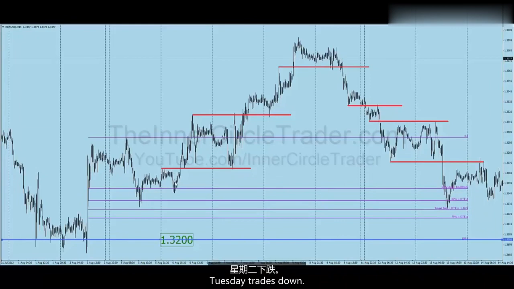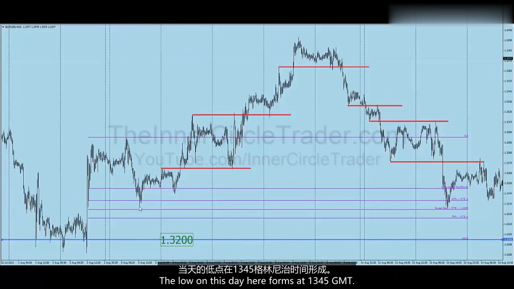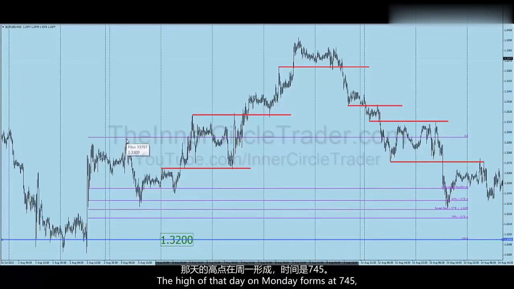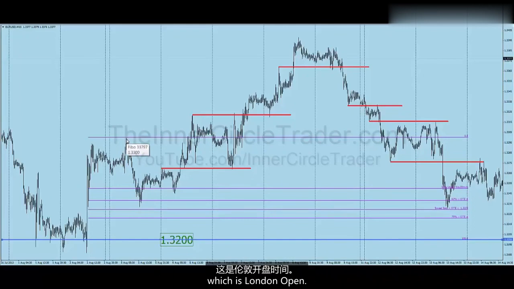Okay, Tuesday trades down. It makes a low. The low here comes at 6:30 GMT. Think in time of day. That's middle of Frankfurt, the very early stages of London Open. Okay, just go back here for a second. The low on this day here forms at 13:45 GMT. The high of that day, on Monday, forms at 7:45, which is London Open. So now we have another minor move here in retracement.